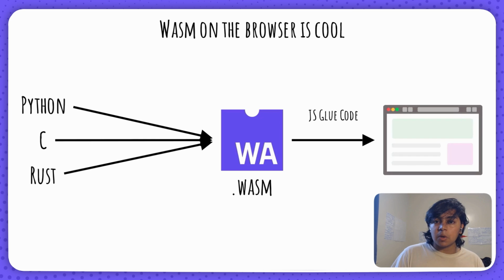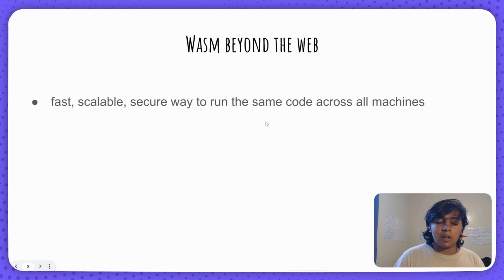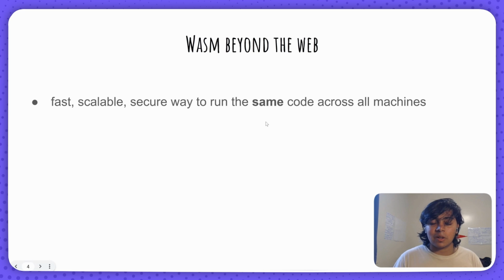So this is what we used to do when we wanted to run WebAssembly on the browser, and we already took a look at that. When running WebAssembly beyond the web, we still want a scalable and secure way to run the same code across all machines. A lot of stress on the same code across all machines. And if you think about it, the browser has a limited set of capabilities of what it can do and what it can't do. So there will potentially be new challenges in running this in a secure way beyond the web.